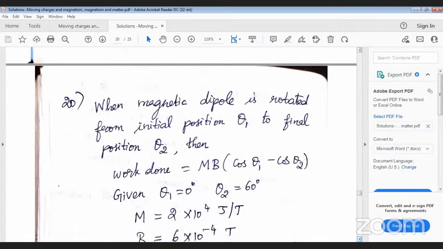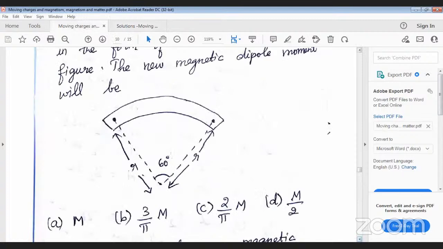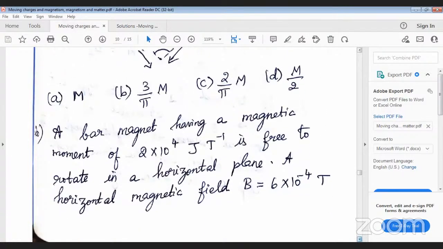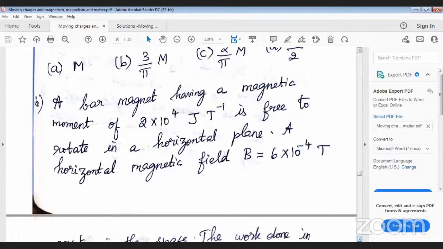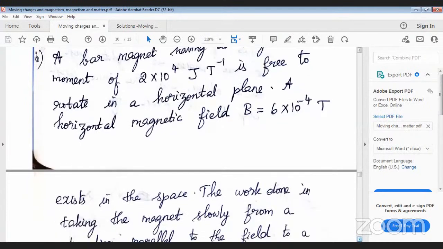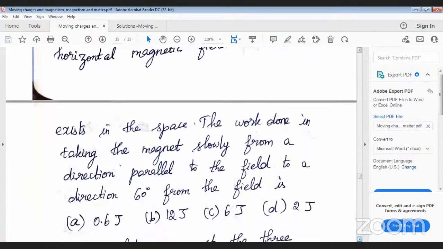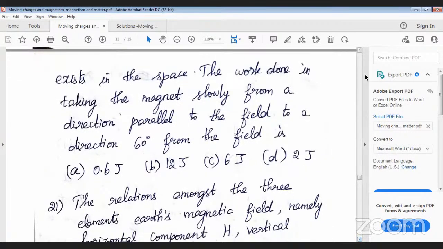And question number 20 is here. A bar magnet having a magnetic moment of 2 into 10 power 4 joules per Tesla is free to rotate in a horizontal plane. A horizontal magnetic field B equal to 6 into 10 power minus 4 Tesla exists in the space. The work done in taking the magnet slowly from a direction parallel to the field to a direction 60 degree from the field is.